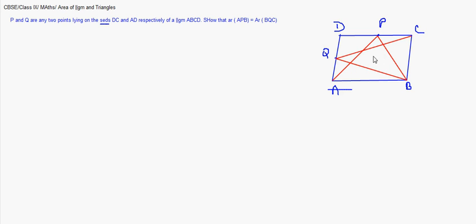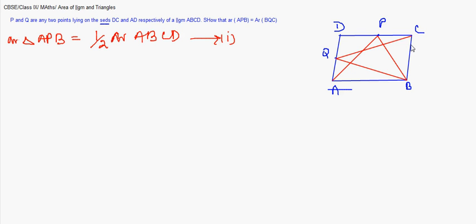If you look at APB and the parallelogram ABCD, they are on the common base AB and between the same parallel lines CD and AB, that makes area of triangle APB half the area of ABCD. This is our first equation.